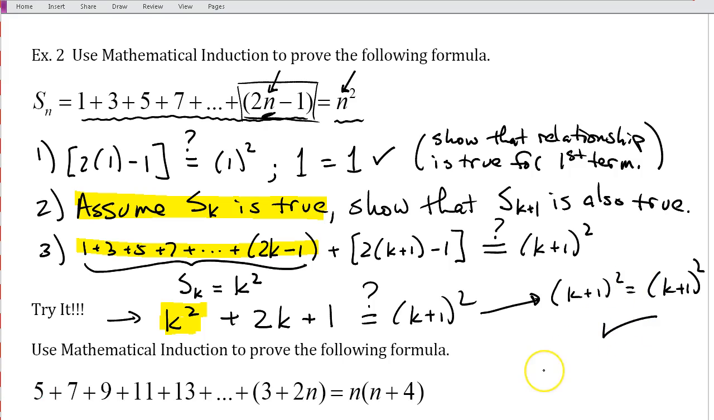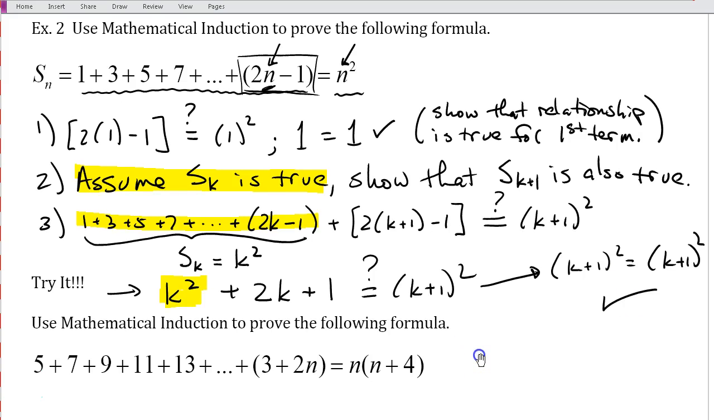And then we just denote that we have proved it with the check mark. We assume that the S sub k term or series was true. We want to check it for S sub k plus 1, and we actually did that here. And the proof is done.